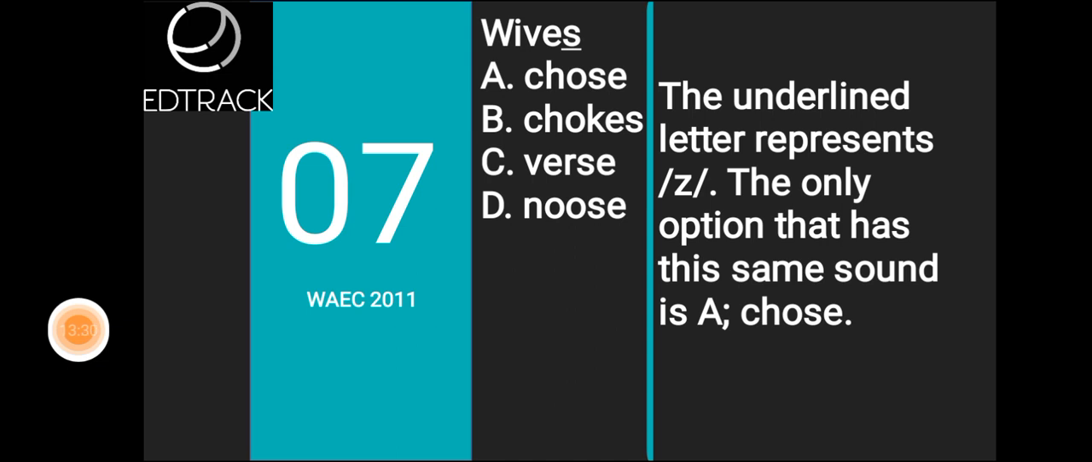Wives, wives, wives. So let us pronounce the words we have here one after the other to be able to detect which one has the Z sound. The first one we have is choose, choose, choose. The second option, chokes, chokes. The third one, verse, verse, verse. And the option D, news, news, news.